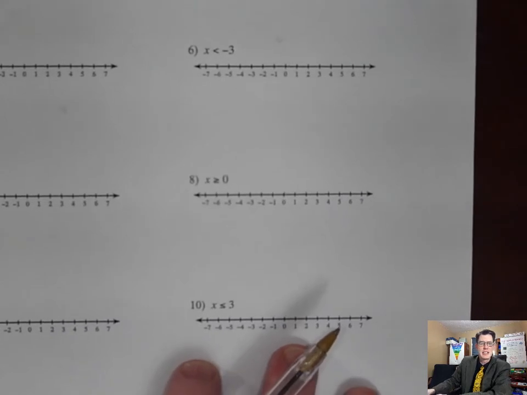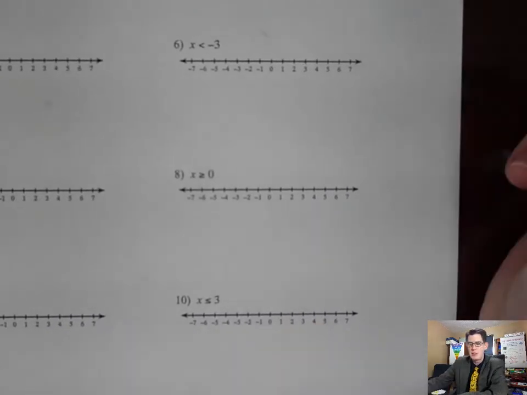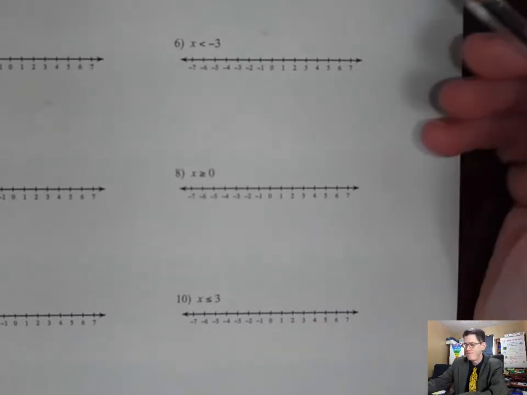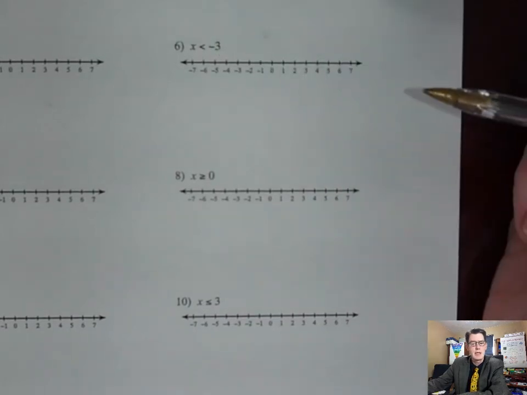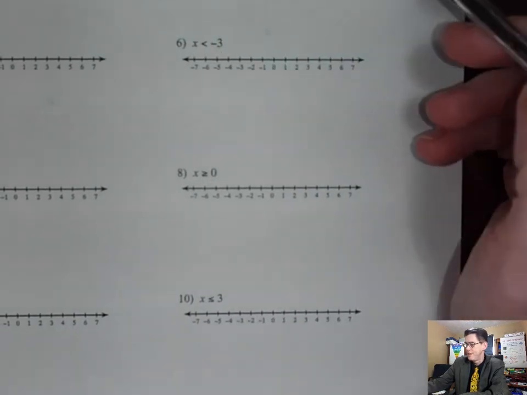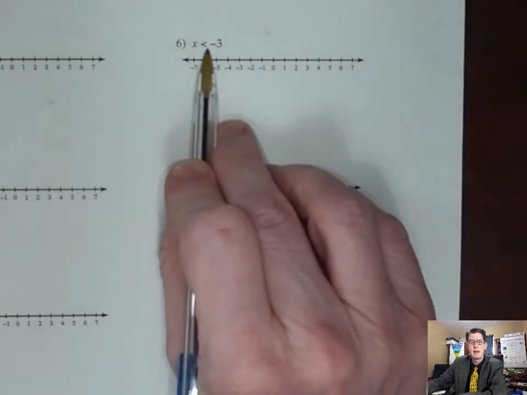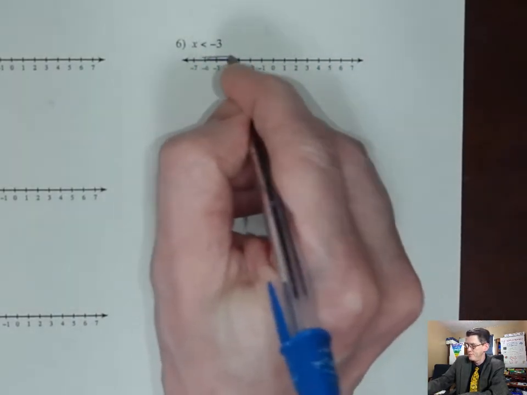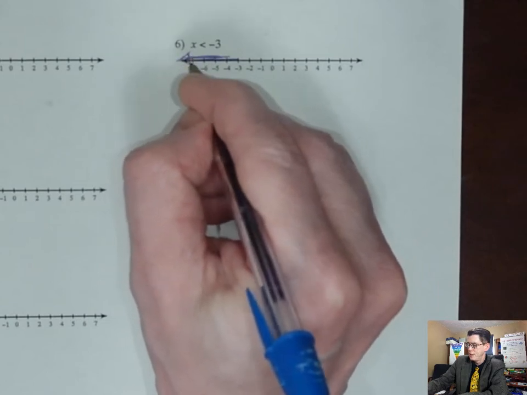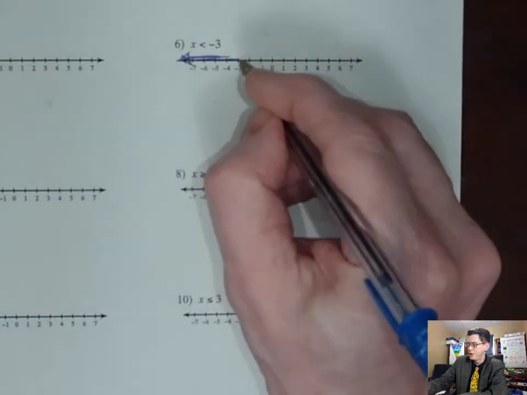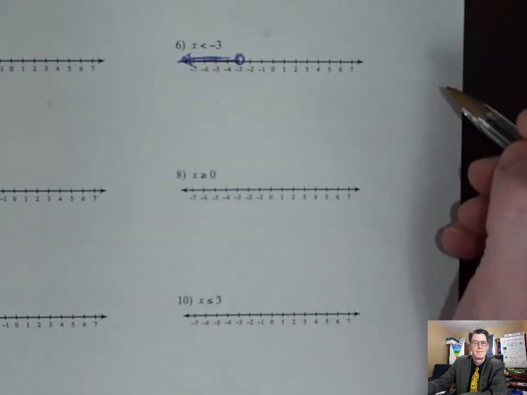If you want to try 6, 8, and 10, go ahead. I'll fly through these here real quick. All the numbers less than -3, hit pause anytime and work on it on your own. -3 right here. Everything less than -3. And we're not including the -3.